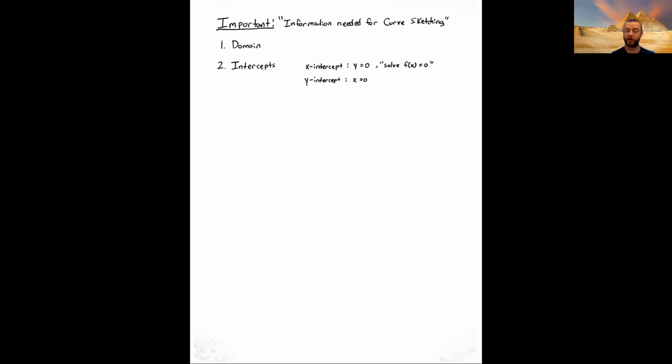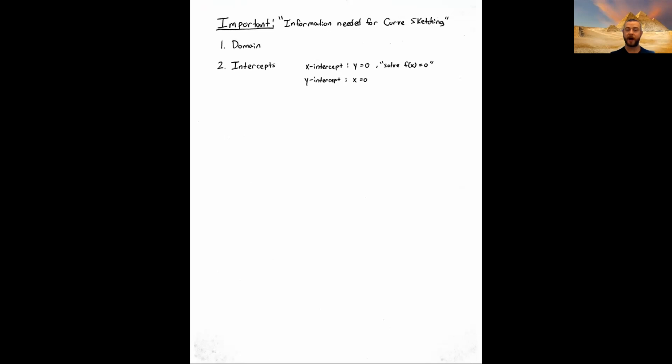All right, back in algebra, you were introduced to x and y intercepts. We're going to still use those here. Recall for the x-intercept, we set y to 0 and then solve that equation or function equal to 0, and we solve for x. For the y-intercept, we set or plug in x equals 0 to our function.